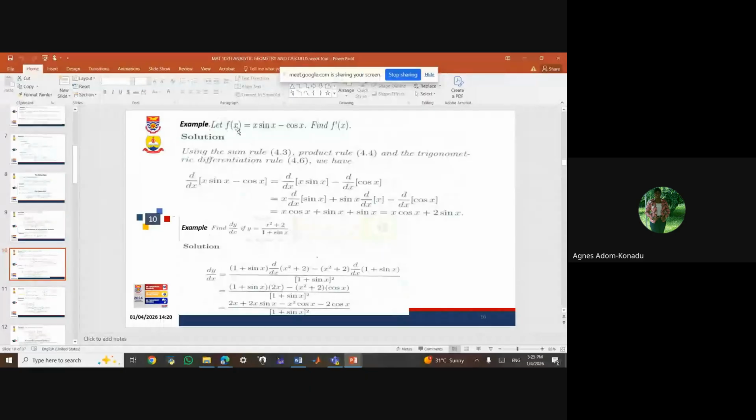Example, let f of x be equal to x sine x minus cos x. And here I apply the sum or difference rule, then I'll differentiate my cos x. So let's see how to differentiate that.